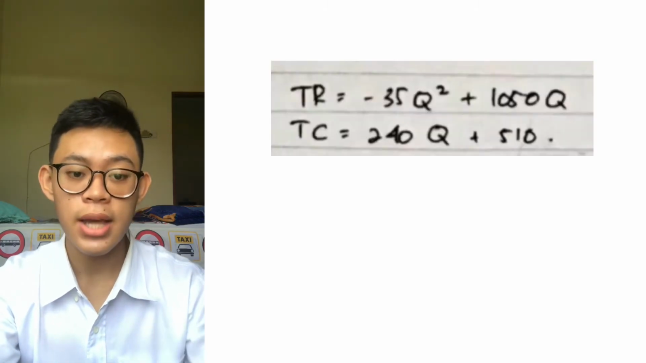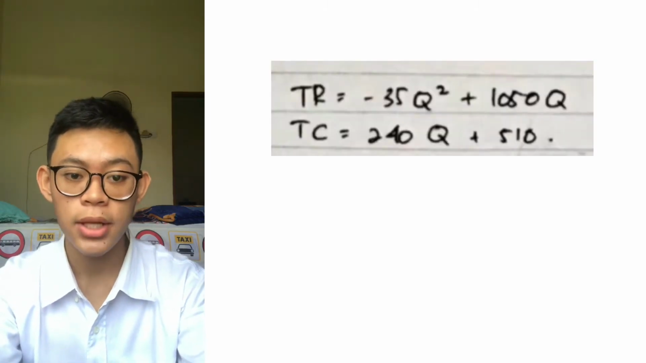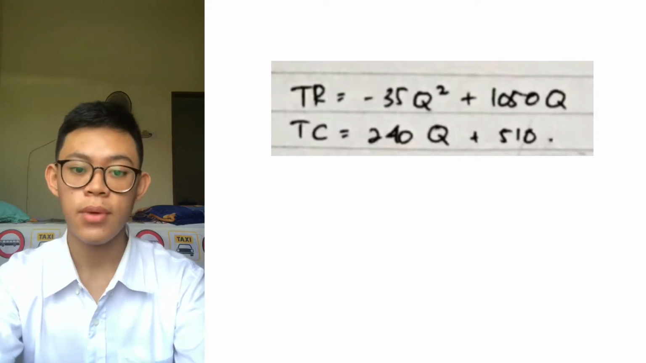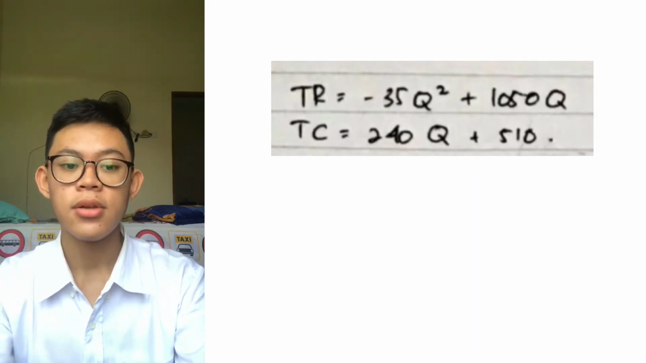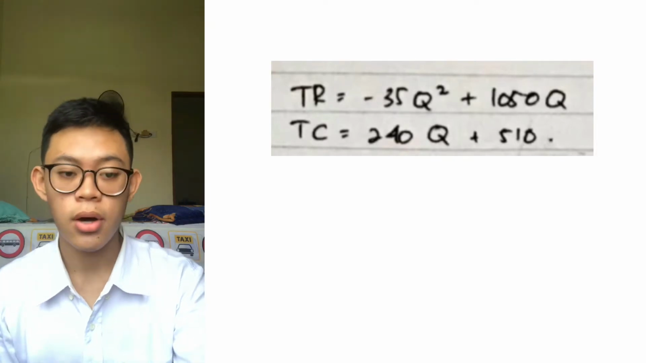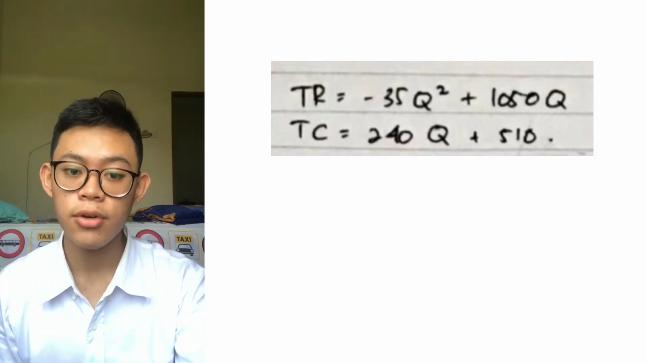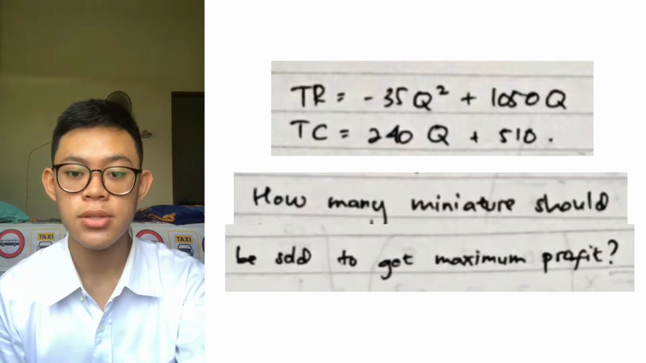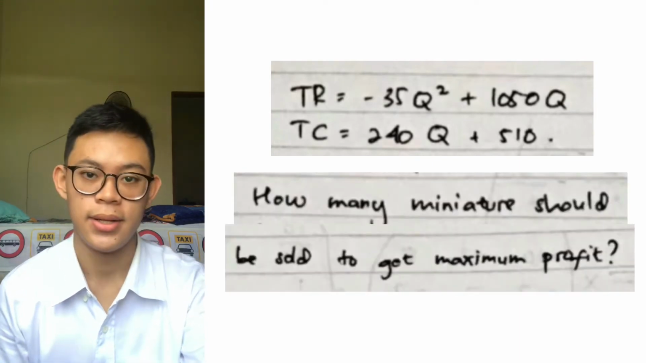Now I'm going to be explaining my answers to my final exam for Mathematics for Economic and Business. The first question is: a company sells souvenirs, and its TR, or total revenue, is negative 35Q to the power of 2 plus 1050Q. Its TC, or total cost, is 240Q plus 510. How many miniatures should be sold to get maximum profit?